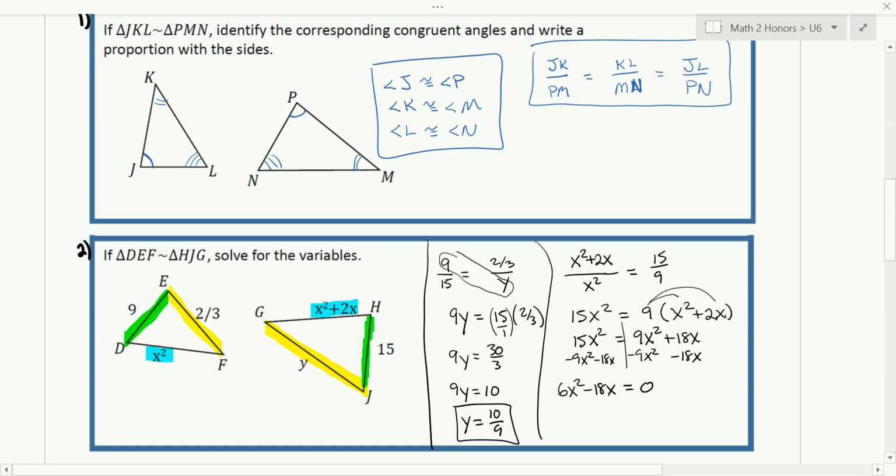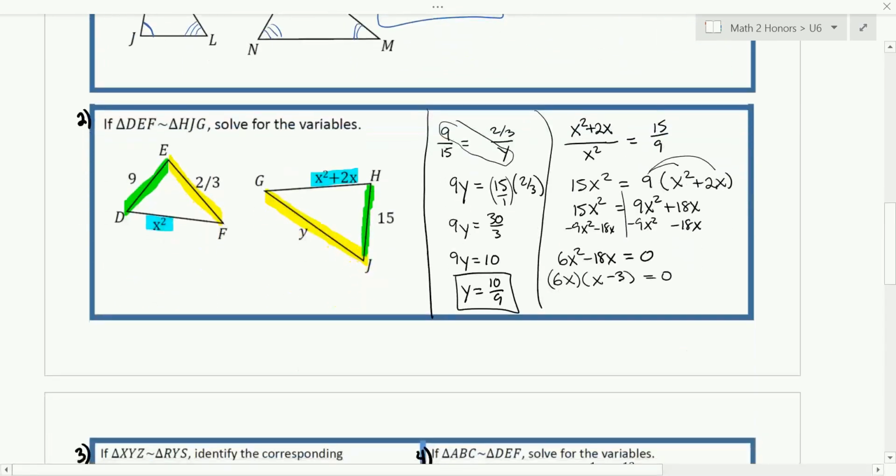So notice that you can factor out a 6x from both of these, and we're left with x minus 3. And so now it's factored. That's the easiest factoring, the factoring out of the GCF, and you always want to look for that one first. Once it's factored, set your factors equal to 0, so 6x equals 0, and x minus 3 equals 0.